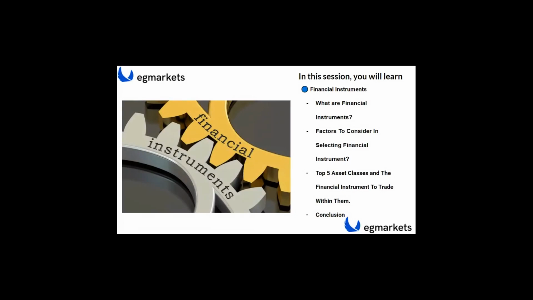Okay, so that's the first thing we need to consider: liquidity. Like I said, it is the ease of buying and selling a financial instrument at any given time. Financial instruments with a high level of liquidity, high level of money flow, tend to be easy to trade, as you can enter and exit positions at any given time with full ease.